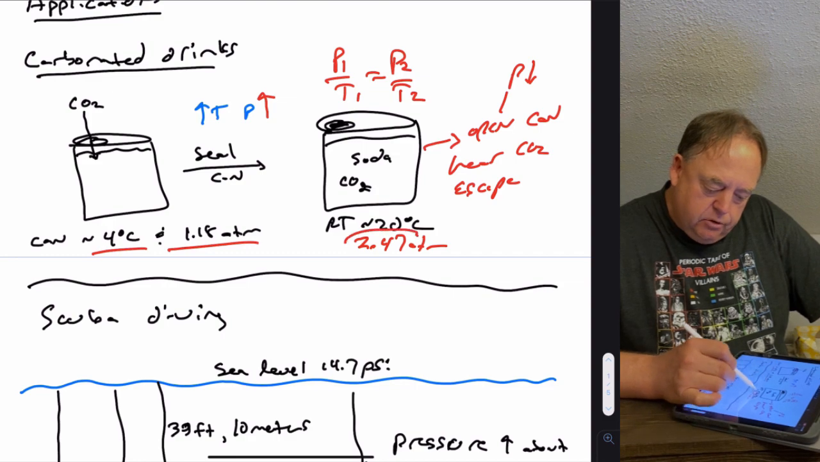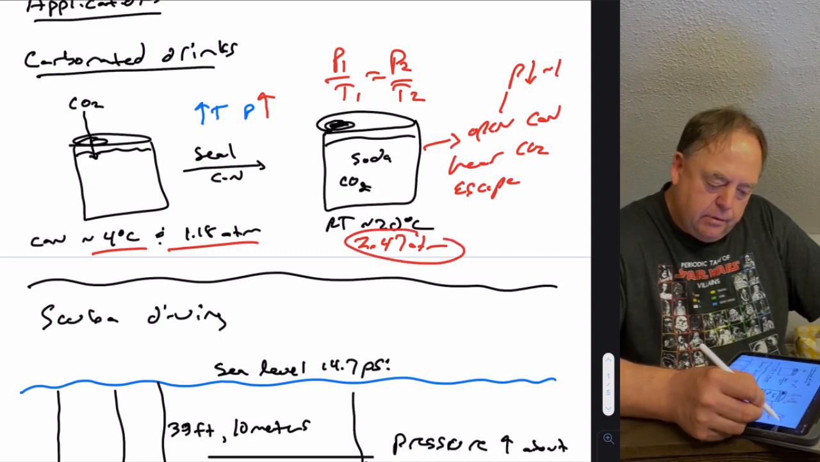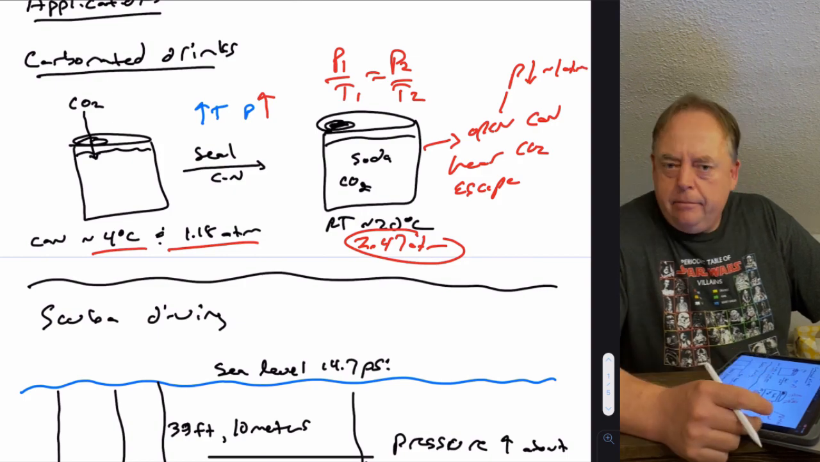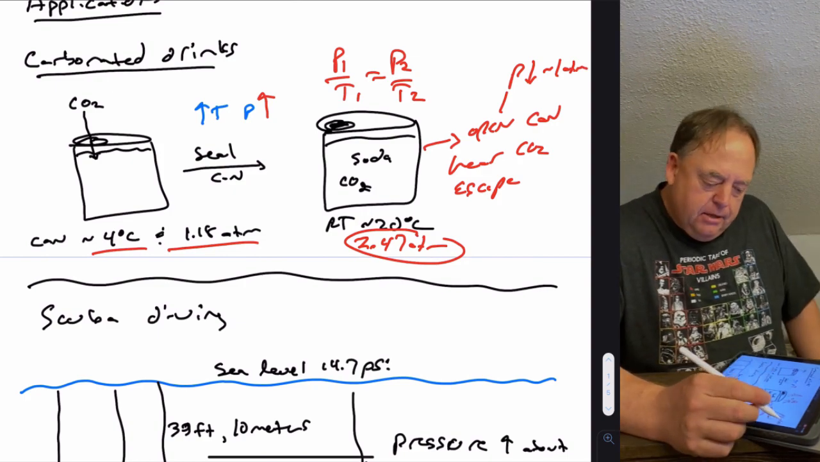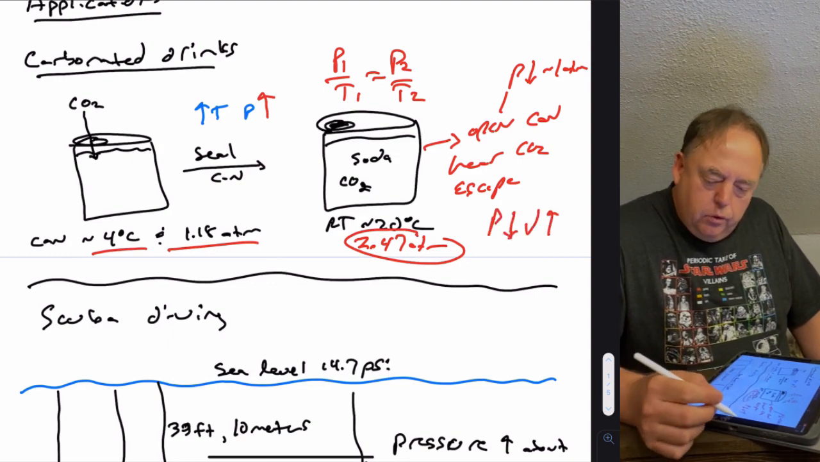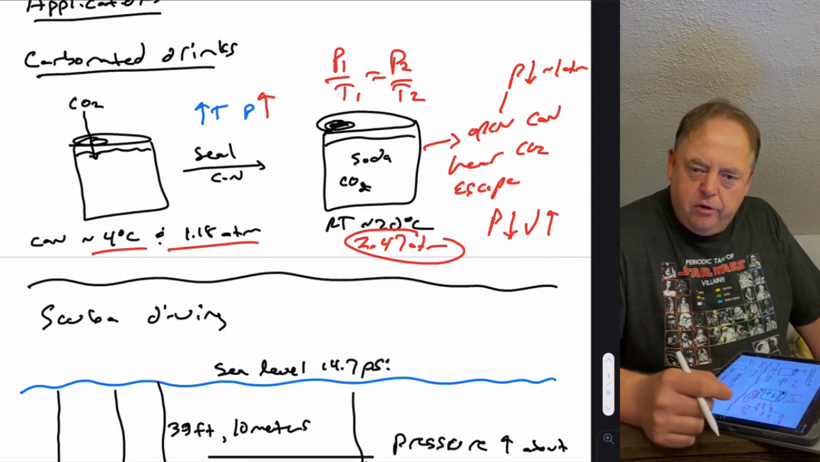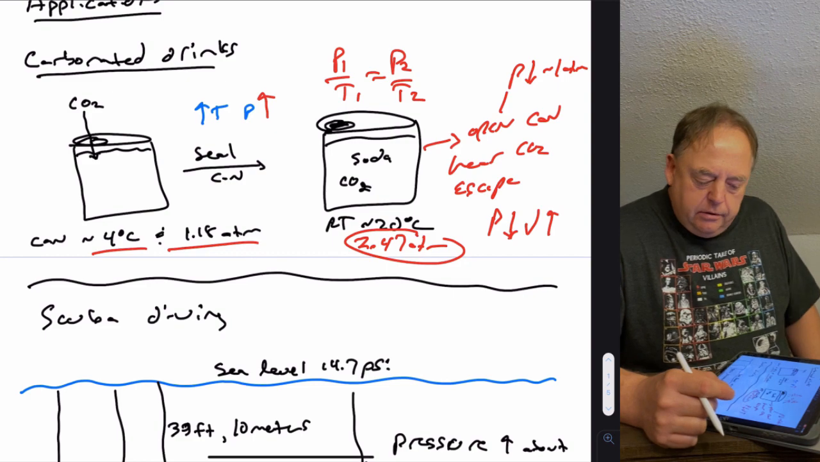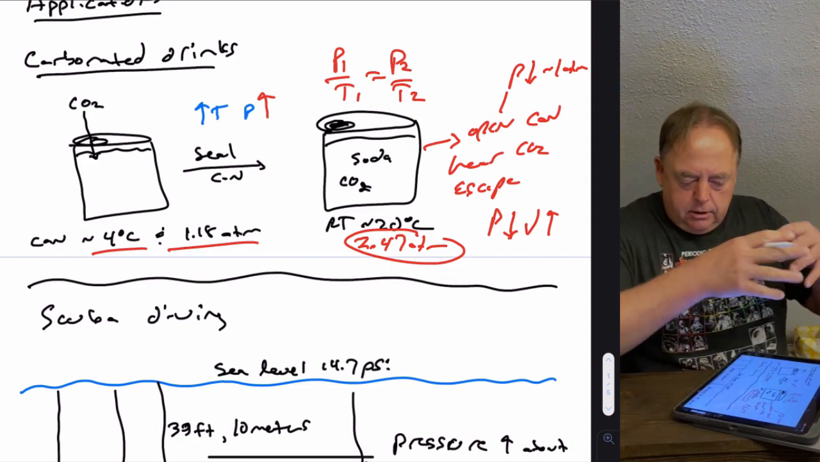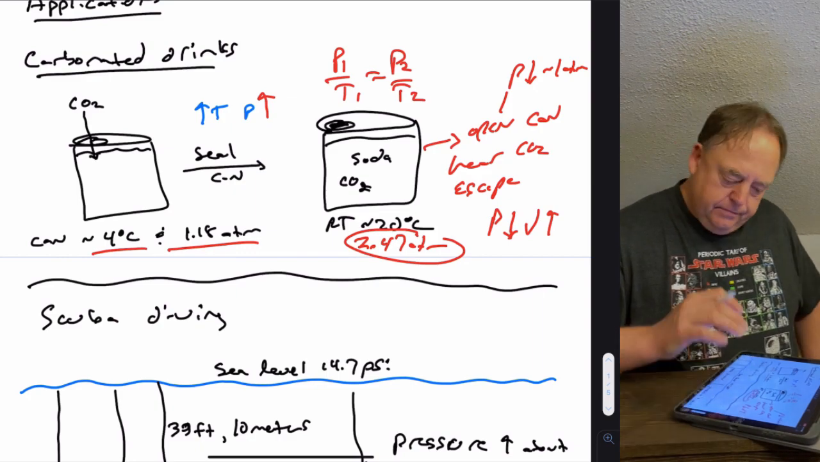Because it was at about 2.47 atmospheres, and now the pressure goes down to around 1 atmosphere, which is about atmospheric pressure. So what happens as pressure goes down? What happens to volume? Well, according to Boyle's law, pressure and volume are inversely proportional. So if pressure goes down, volume has to go up. So the volume of that CO2 is going to expand, and it's going to rush out of the can, which is the noise that you hear when you open the can.